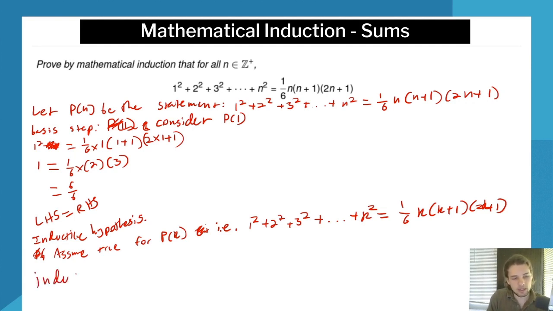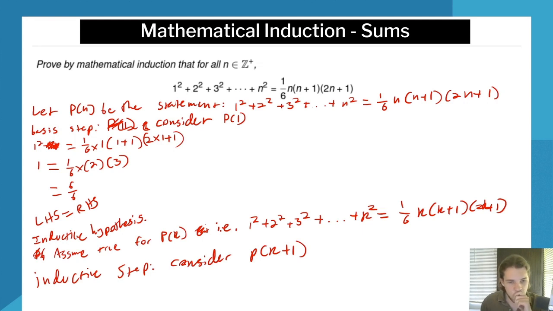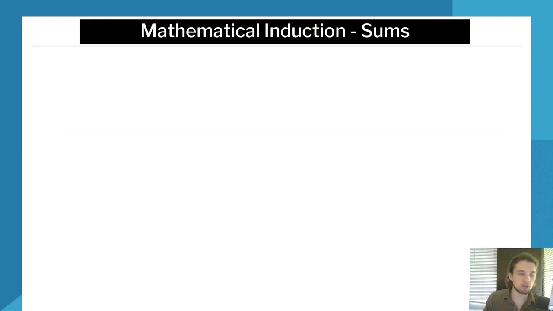Now we're going to do the inductive step. We're going to consider P(k plus 1), and we're going to use our assumption of P(k) to prove P(k plus 1). We're going to do that on the next slide. It's probably going to involve a little bit of going back and forth, unfortunately. Let's consider P(k plus 1).